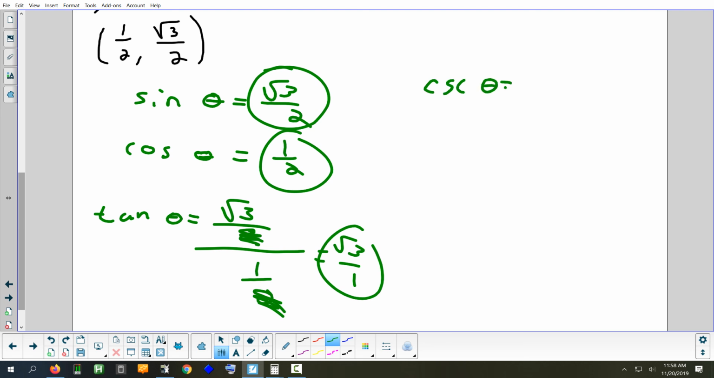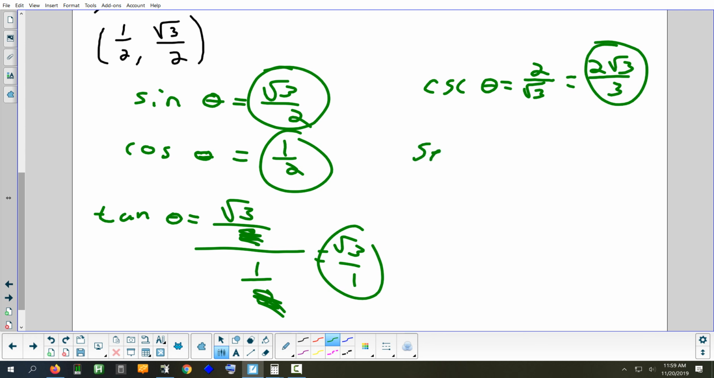Cosecant. What do I have to do to the sine? So that's a good start. 2 over the square root of 3. And now what's wrong with that? You can't leave that in the bottom. So how do you fix it? Multiply by the square root of 3. 2 root 3 over 3.